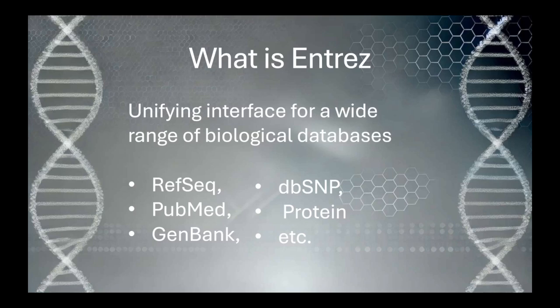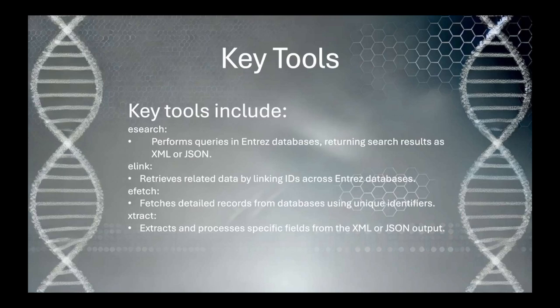Additionally, NTRES links related records across databases. For example, a gene entry in RefSec can be connected to its sequence in GenBank, related literature in PubMed, and associated variations in DBSNP. The databases and tables under NTRES are all linked, and therefore the results from one query can be pipelined into another to increase efficiency and reduce duplicate queries from the database.